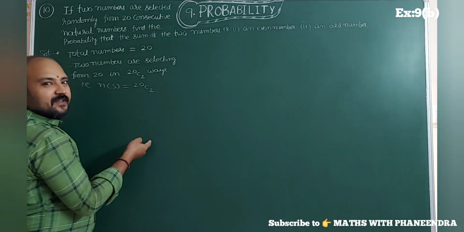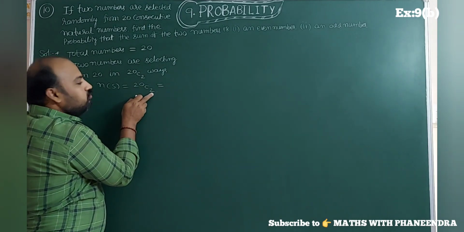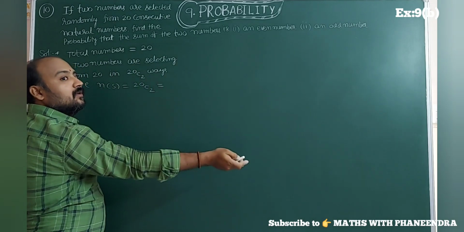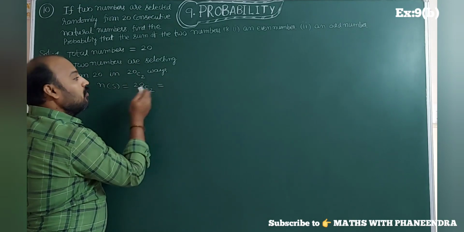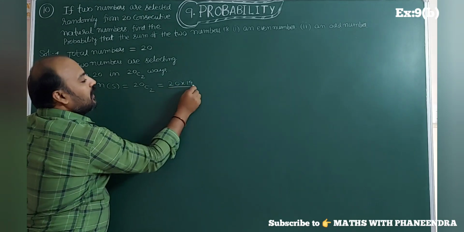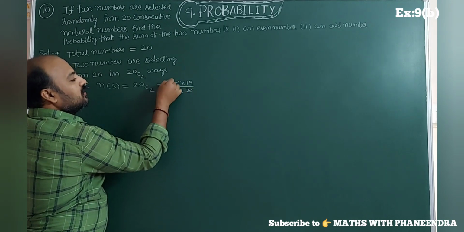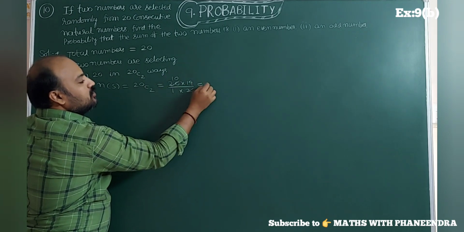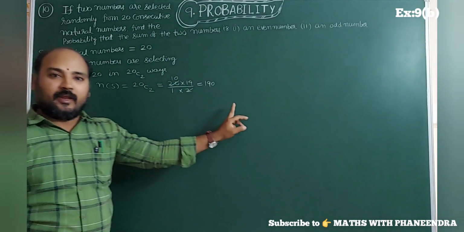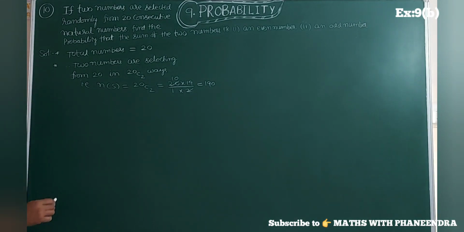20C2, how to write it? 20 and the immediately preceding one, you write 20 into 19 in decreasing order, divided by 2, that is 1 into 2. So we can cut by 10 times. So 19 into 10 is 190. So n of S is equal to 190. Till here, I think everyone understands, no?